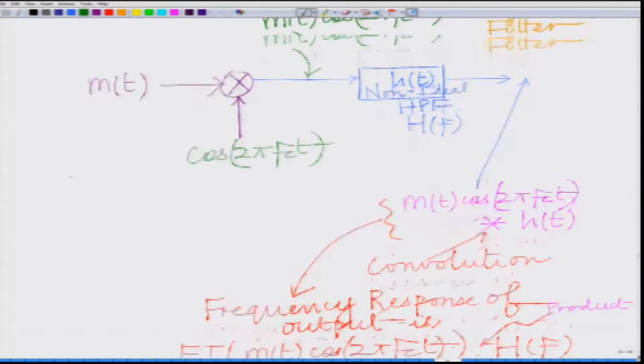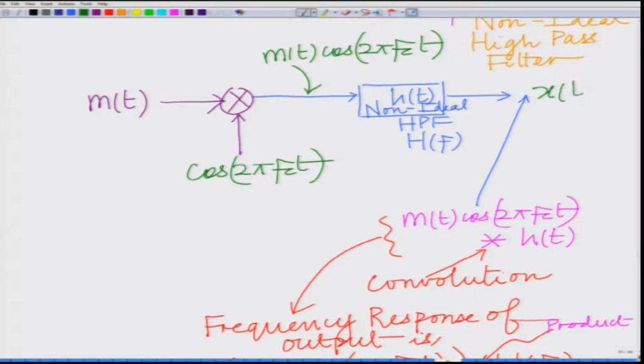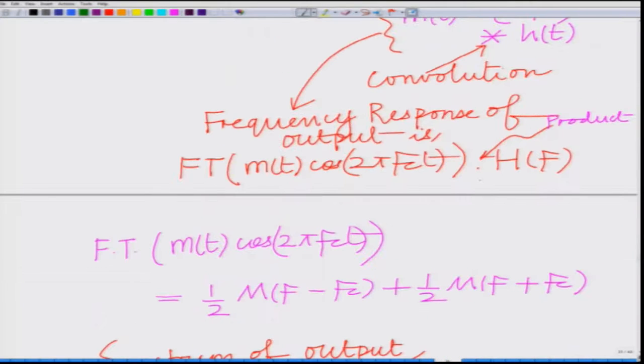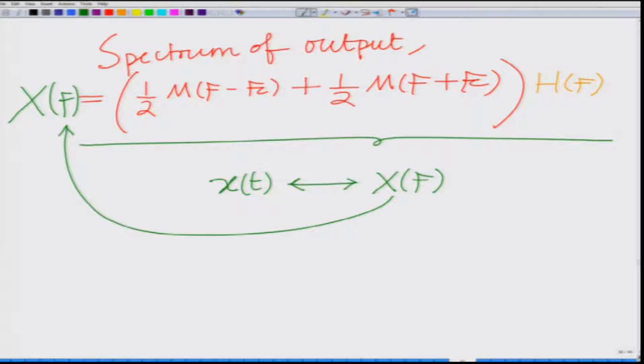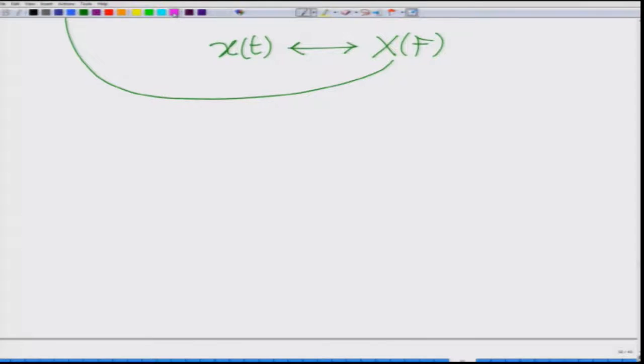If we call the VSB, vestigial sideband modulated signal x(t), let us say it has spectrum X(f), and that X(f) is given by half M(f minus fc) plus half M(f plus fc), which is the spectrum of m(t) cosine 2 pi fc t, multiplied by H(f), the spectrum of the non-ideal high pass filter, which has a transition band around fc. Now at the receiver, consider demodulation.